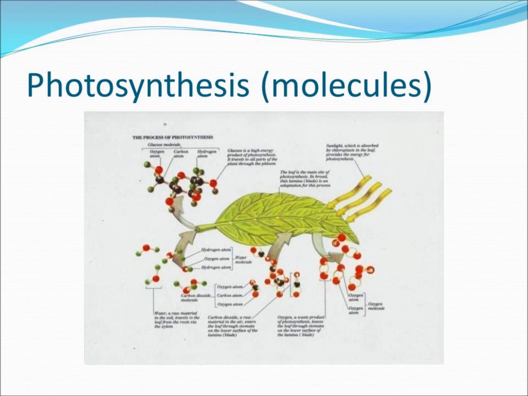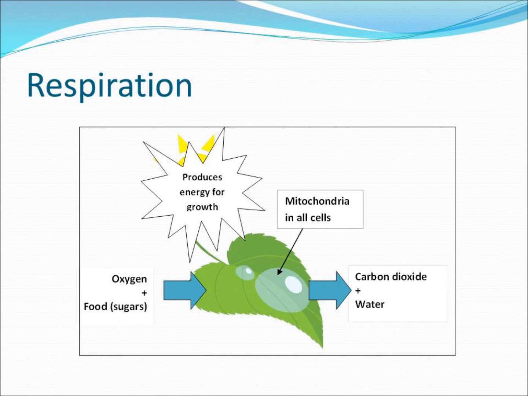Through that process we actually get some oxygen left over, and that's our byproduct. You can see on that diagram, coming out of the leaf, there's an arrow representing O2, oxygen, which is 2 atoms of oxygen making up the molecule of oxygen itself. So that's really just a little bit of chemistry. Let's now look at respiration.